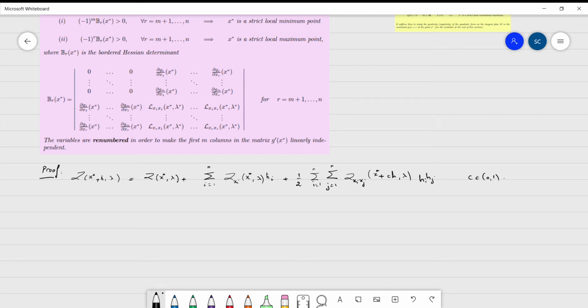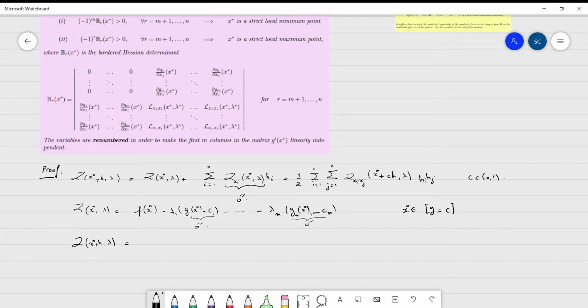Now we use the fact that these quantities are 0, and then we use the fact that we can always write L at x star, lambda as f at x star minus lambda 1 times g1 at x star minus c1, etc., minus lambda m times gm at x star minus cm. But these are 0 because x star belongs to the set of the constraints.